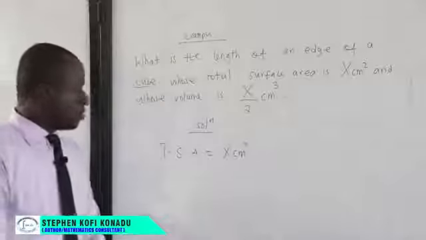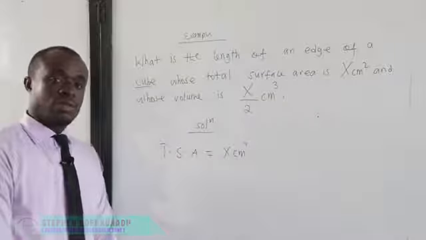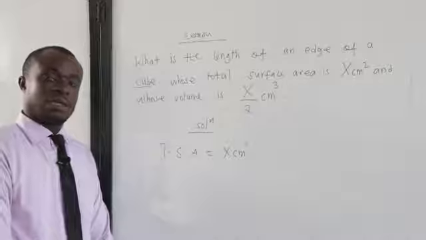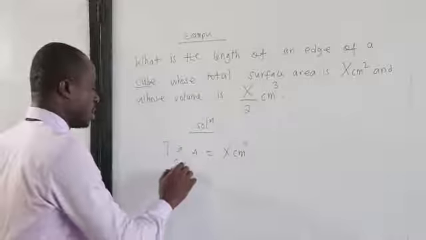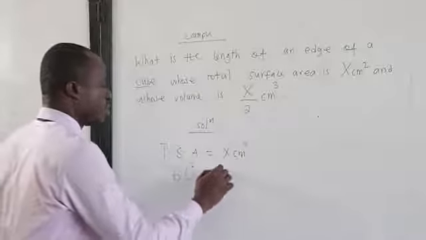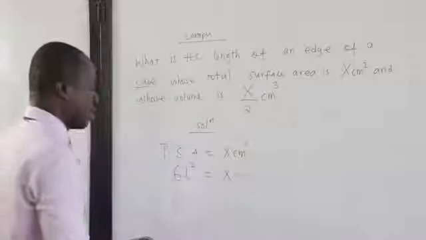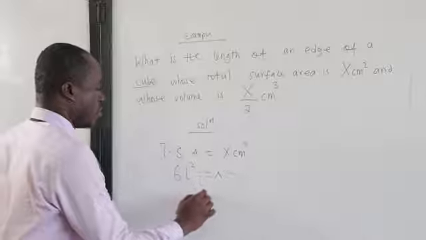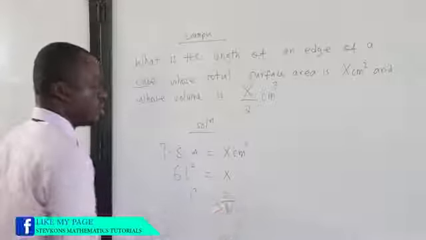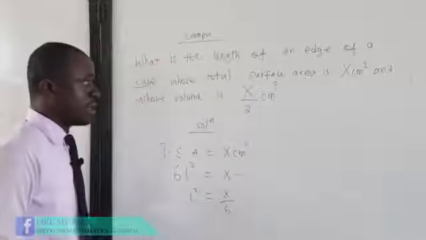Now what is the total surface area of a cube? If the side is L, we have 6L square equal to x. Now we can find L square. Clearly from here, L square equal to x all over 6. So this is my L square.